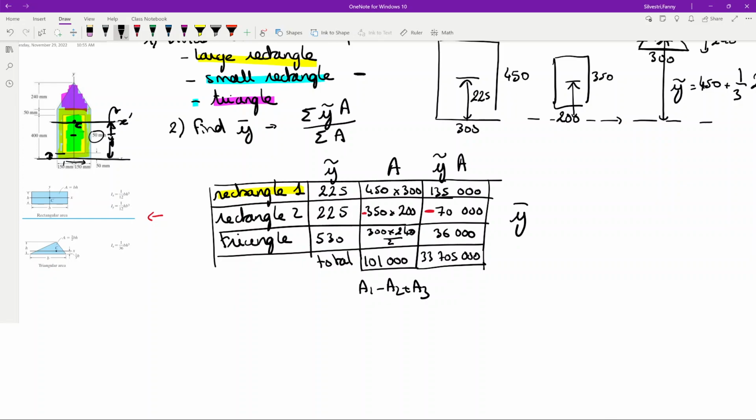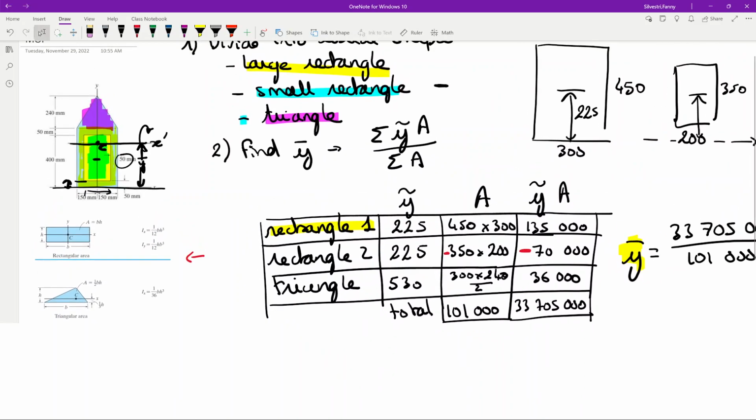And at the end, we find y bar, that is equal to 33,705,000 divided by 101,000. And that gives us 333.7 millimeter. Okay, and we need to check, does this answer make sense? Let me clean what I drew on this. That will give us a y bar of 333.7 millimeter. The total height of the large rectangle was 450, so I think that makes sense. It's a little bit higher than the 225. It's below the 400. So the way it's drawn on the picture, it makes sense.